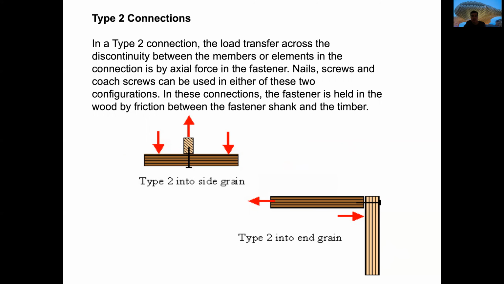Type 2 connectors are different. We don't have shear anymore, we have an axial force. For example, this element will not slide along the surface, but will go up when the other element goes down. The same happens here. Remember that before, in type 1 connections, the element will slide down. Here, the element will go to the left and the other to the right, creating that type of axial force in the fastener.